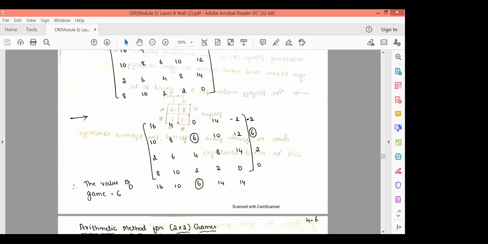Now, when you find the maximin and minimax, the position of the saddle point is this one. That is 2, 3. The position of the element is 2, 3. So the value of the saddle point is 6. That itself is the value of the game.